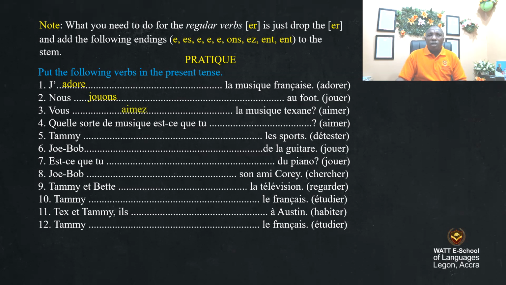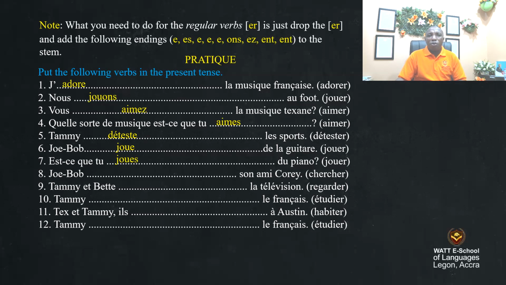Vous aimez la musique texane. You like Texan music. Quelle sorte de musique est-ce que tu aimes? What kind of music do you like? You see, the M takes an S at the end because of the T. Tammy déteste les sports. Tammy hates sports. Joe Bob joue de la guitare. Joe Bob plays guitar. Est-ce que tu joues du piano? Do you play piano?